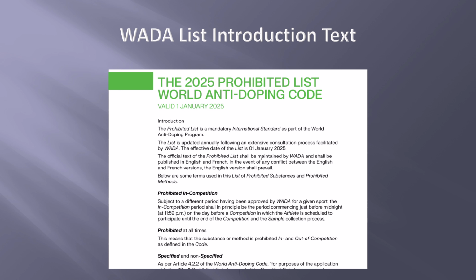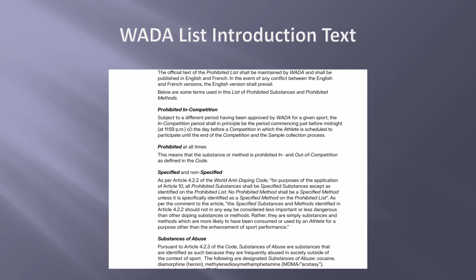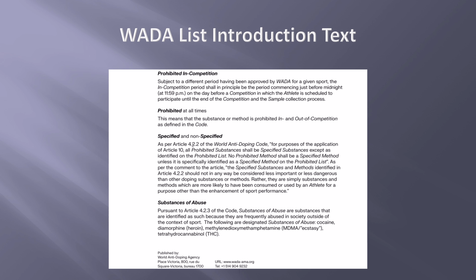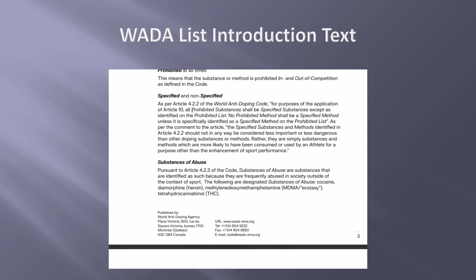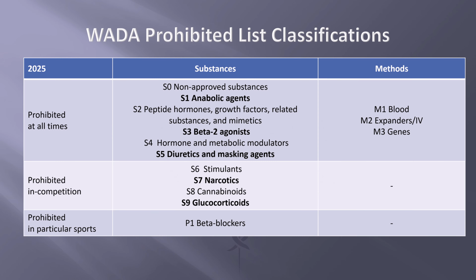Each year, the WADA Prohibited List is published around October and goes into effect January 1st of each year. As healthcare professionals, we want to make sure we are always referencing the most up-to-date list. And so here you can see it always opens with an introduction section that gives some explanation about the different definitions that are used and the different classifications. So for instance, we have the current definitions for prohibited in competition, prohibited at all times, substances that are specified and non-specified, and substances of abuse.